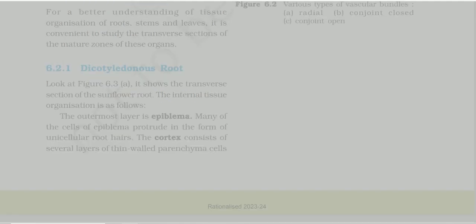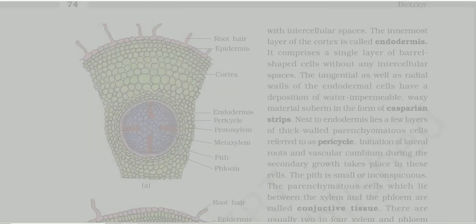Figure 6.2 Various types of vascular bundles. A. Radial. B. Conjoint closed. C. Conjoint open. With intercellular spaces.